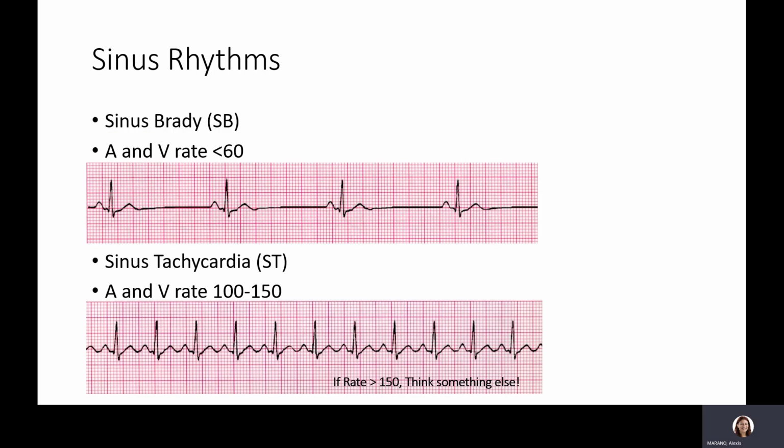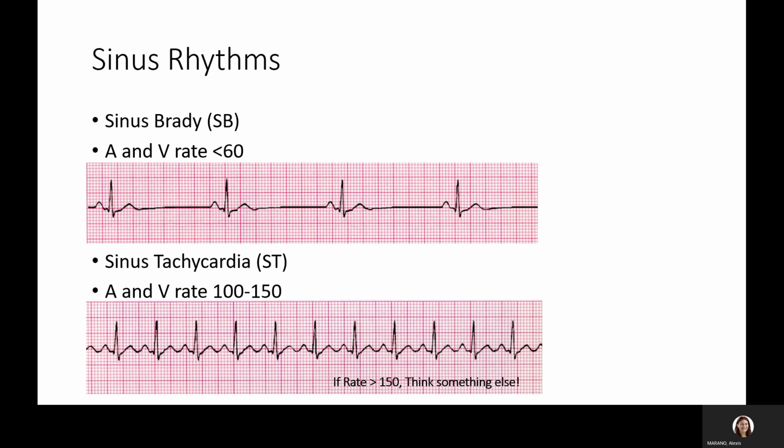So variations of this would be sinus Brady, which is when our rate is less than 60, or sinus tach, which would be over 100. If you notice, we cap it at 150 because once we start going faster than 150, we lose the ability to see P waves. And at that point, we're starting to think SVT.